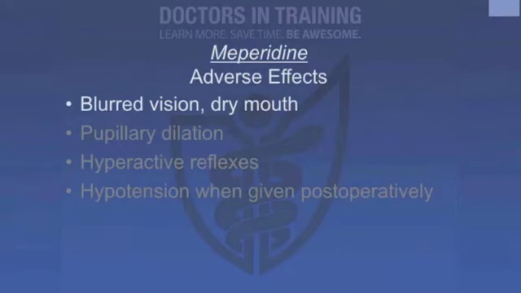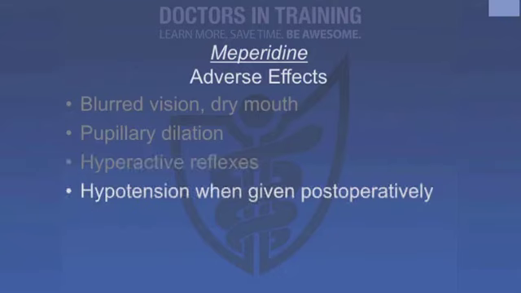There's also some anti-muscarinic effects. So what are those? Blurred vision, dry mouth, real common with meperidine. Again, we talked about the pupillary dilation, and you also get some hyperactive reflexes, so be aware of that. And then you do get a little bit of hypotension, especially if you're giving this post-operatively. I know we talked about how there's not as many cardiovascular effects, but especially post-operatively, for some reason, you get a little bit more hypotension with meperidine.